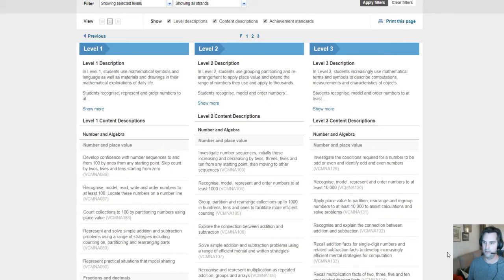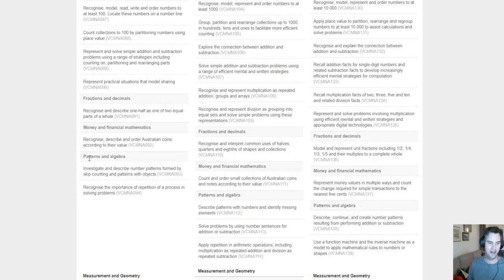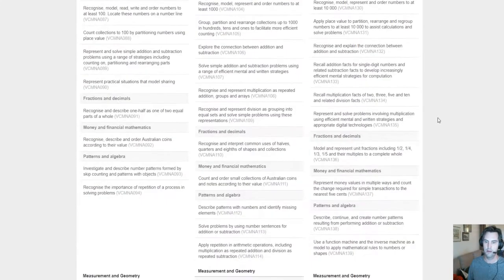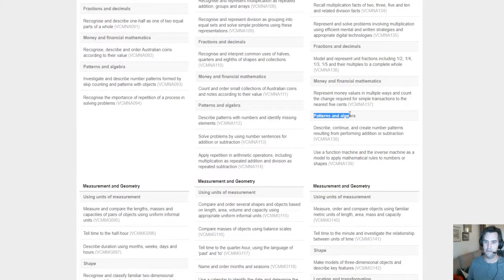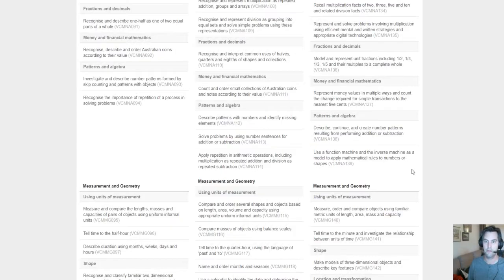And just wrapping up because I have to make a teleconference call in just a moment. Down here, this is the level 3. Sorry, it's over here. There. Going down to patterns in algebra, which is our focus for this week and next. Describe, continue, and create number patterns resulting from performing addition and subtraction. So a bit of an expansion of the year 2 program. Identify and write the rules for number patterns. Describe a rule for a number pattern, and then make a pattern. This is level 3, isn't it?